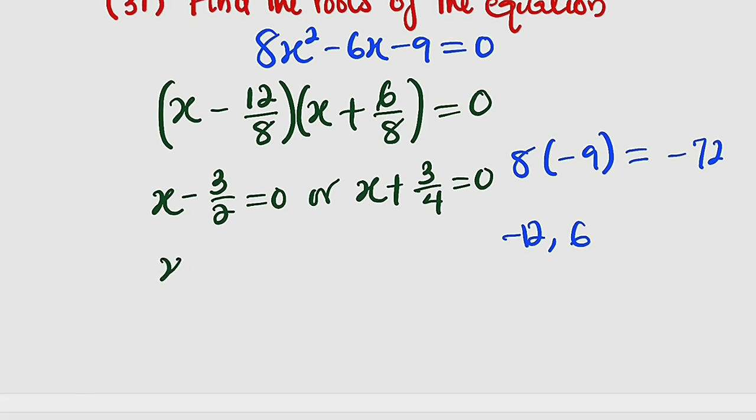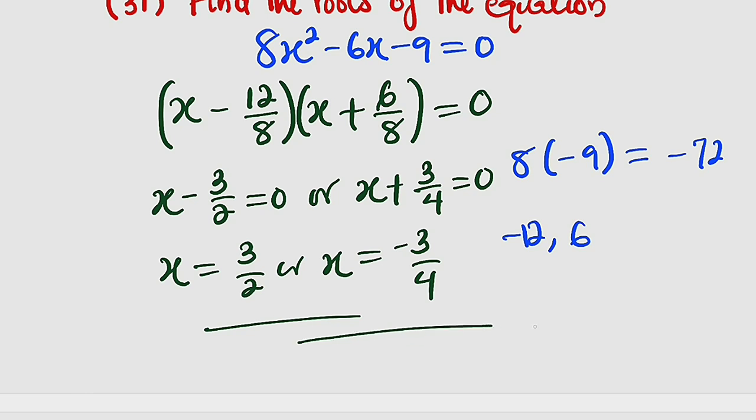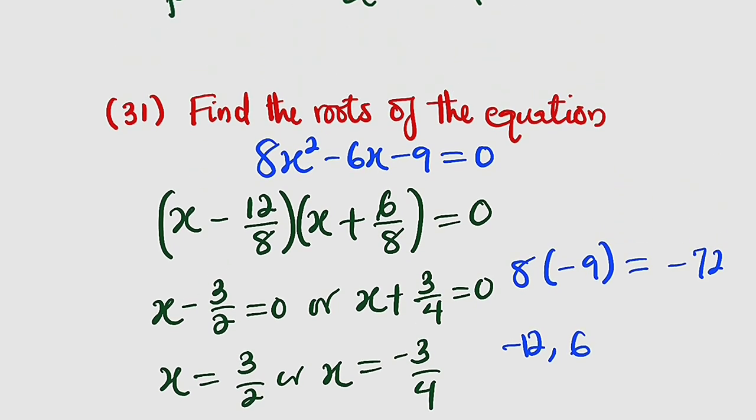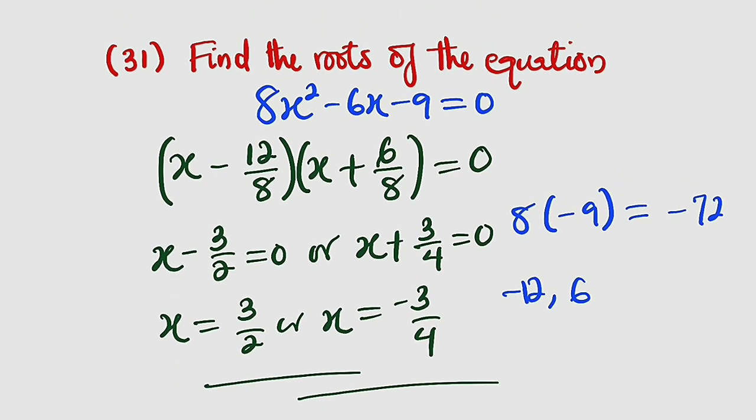So this implies that x is either equal to 3 divided by 2 or x equal to negative 3 divided by 4. And these are the two factors or the two roots of this quadratic equation.